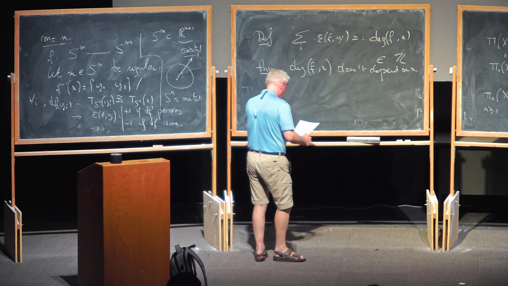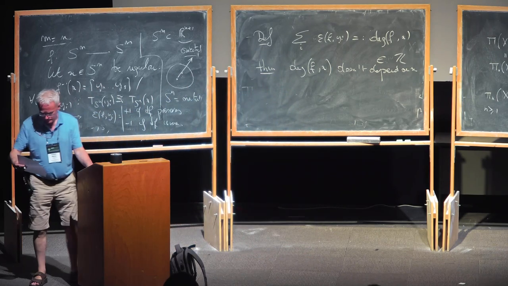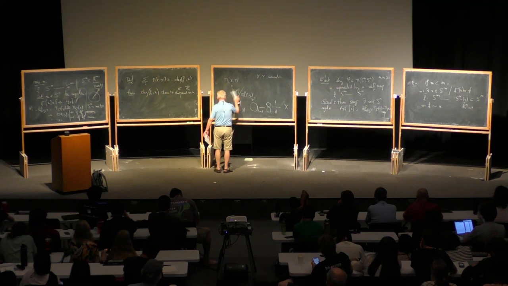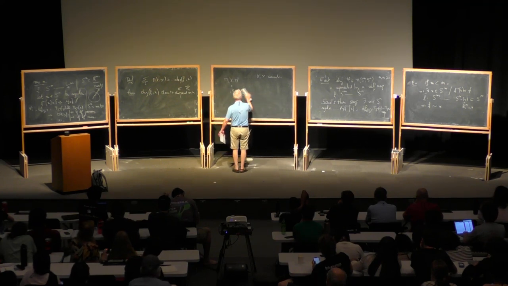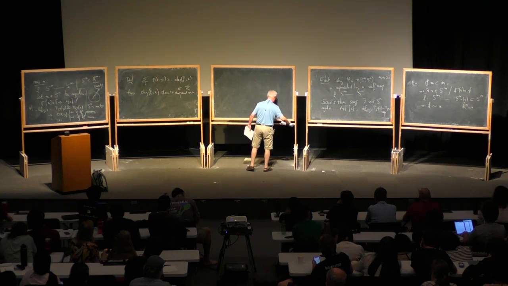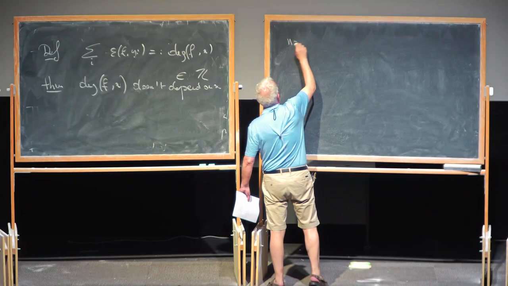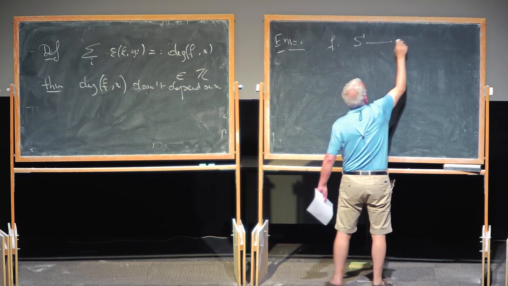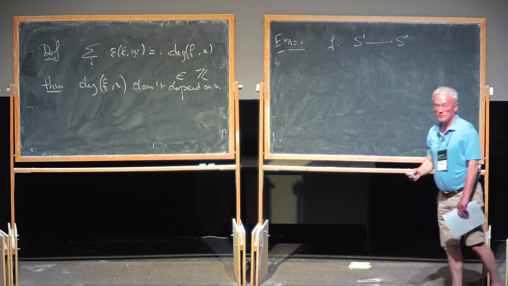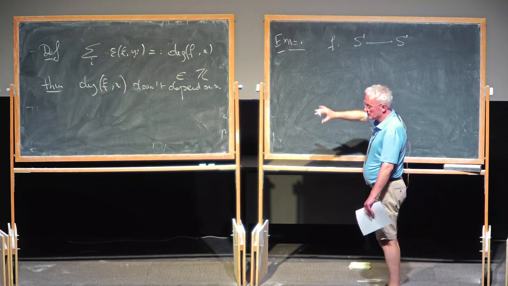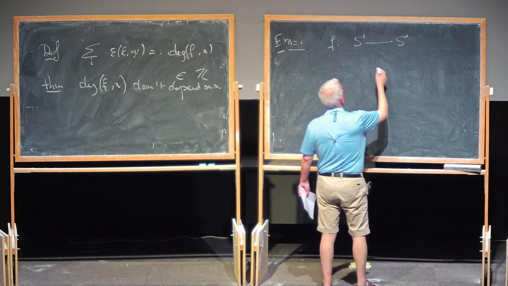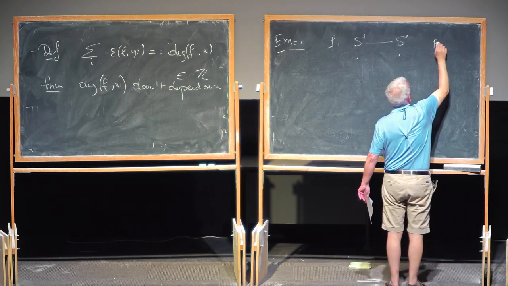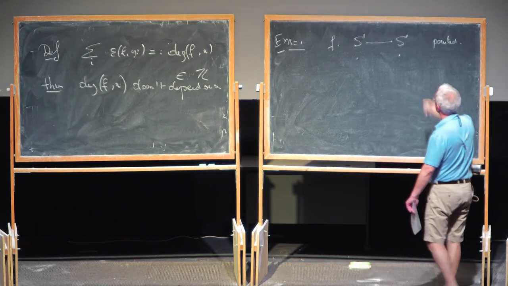Let me give some examples. S1, for n equal 1. So we take a differentiable map from S1 to S1. I can always assume, by rotating S1, that it takes any fixed point to itself. So pointed. I can always rotate S1.